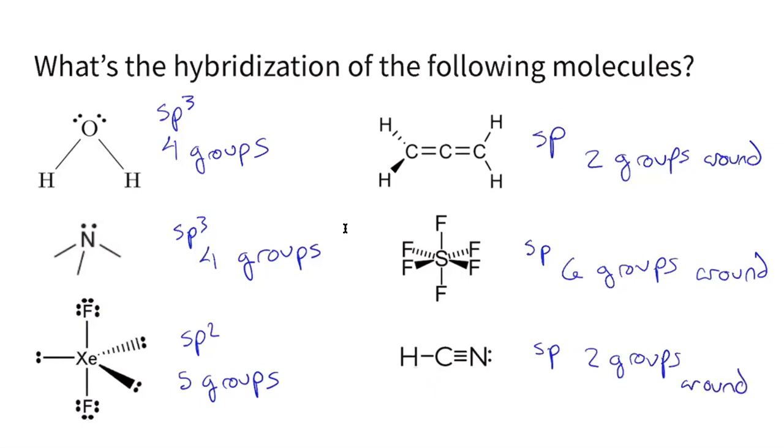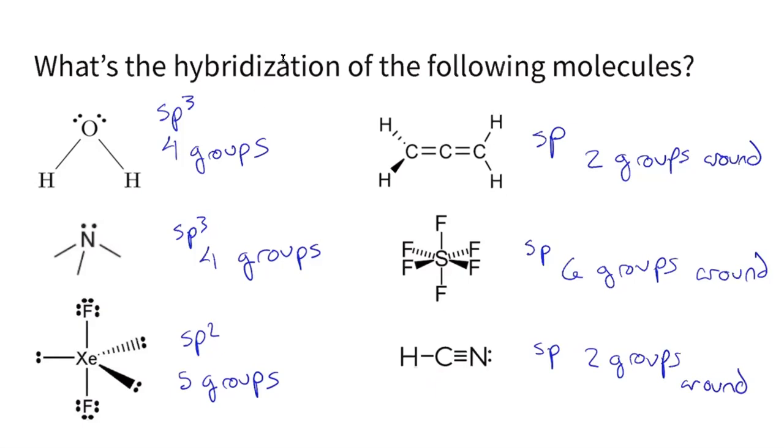Okay, we have a question for why SF6 is sp. There are 6 groups around our SF6, and if we have either 2 groups or 6 groups, a molecule is going to be sp hybridized. Does that make sense, Julia?